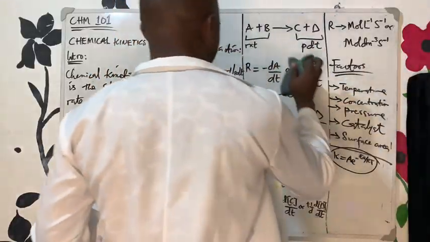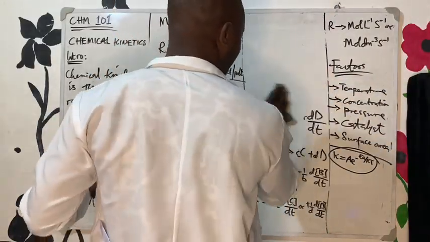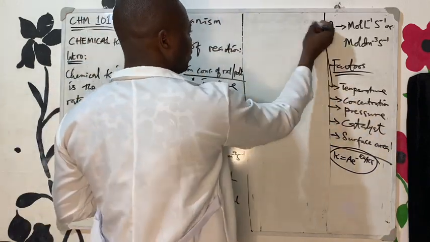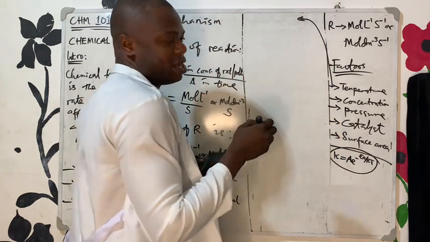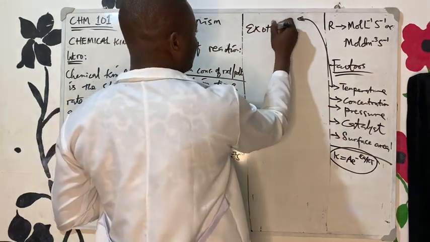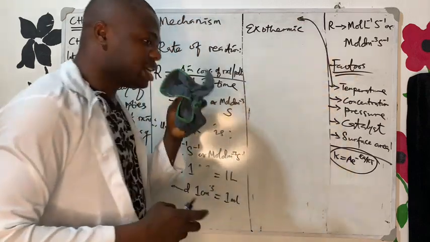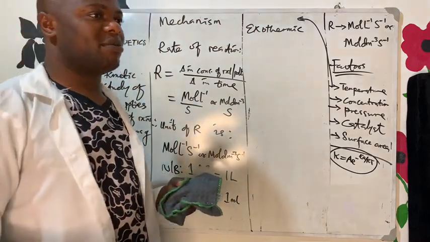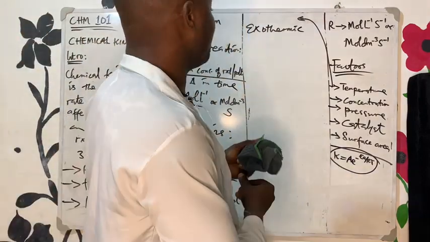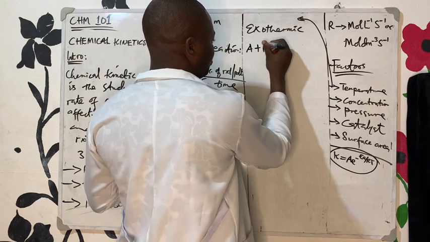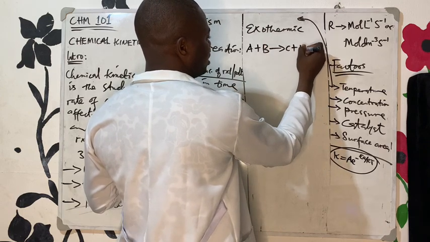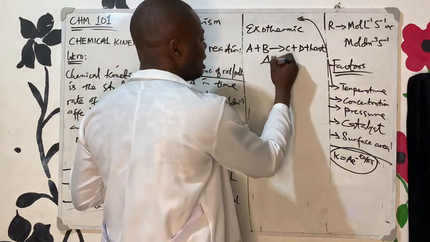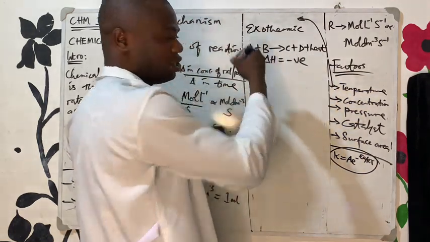Let me drop this on temperature. Let me eliminate this side this time around. Look at the temperature factor, which is expressed in two ways. We have when a reaction is exothermic. An exothermic reaction is a reaction that liberates heat to the surrounding environment. It's a reaction in which heat is part of the product: A plus B giving C plus D plus heat. That is an exothermic reaction, and with this, the enthalpy change is negative.